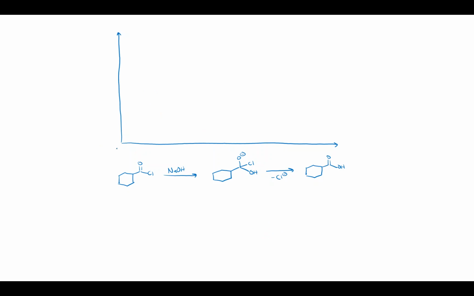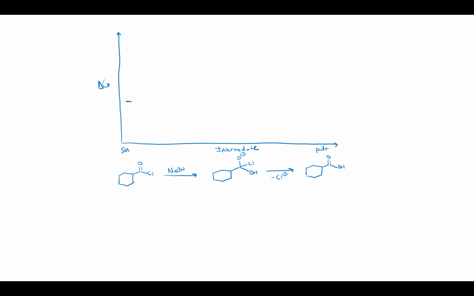So same deal. We had our delta G here. We start with our starting material on the left, and we're going to our product on the right. Only this time we have an intermediate. It's not a single-step mechanism, so we're going to have to stop at this intermediate somewhere along the way.